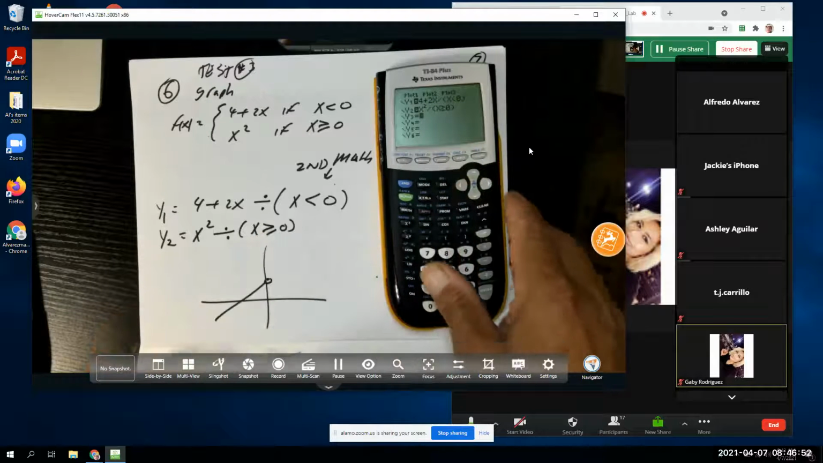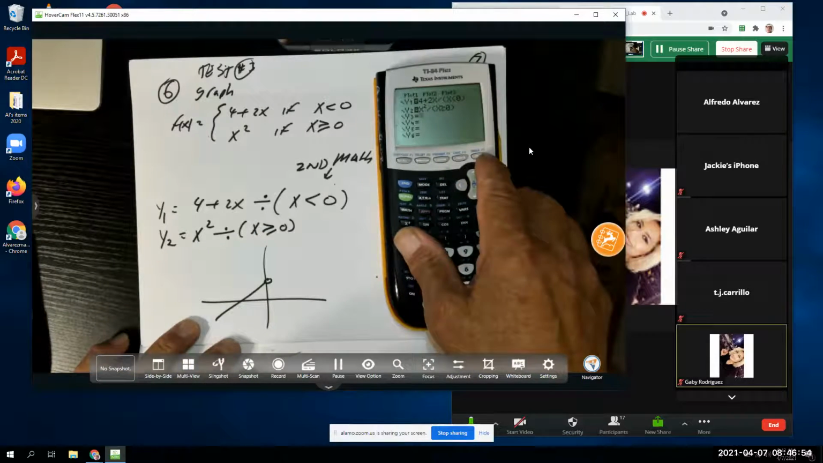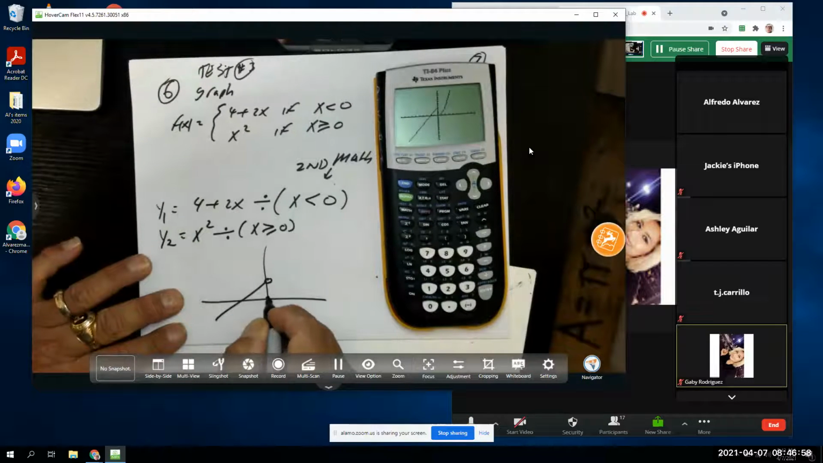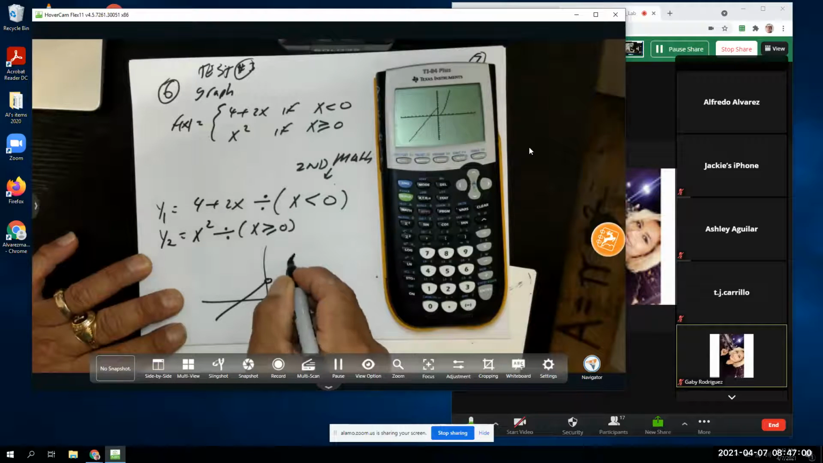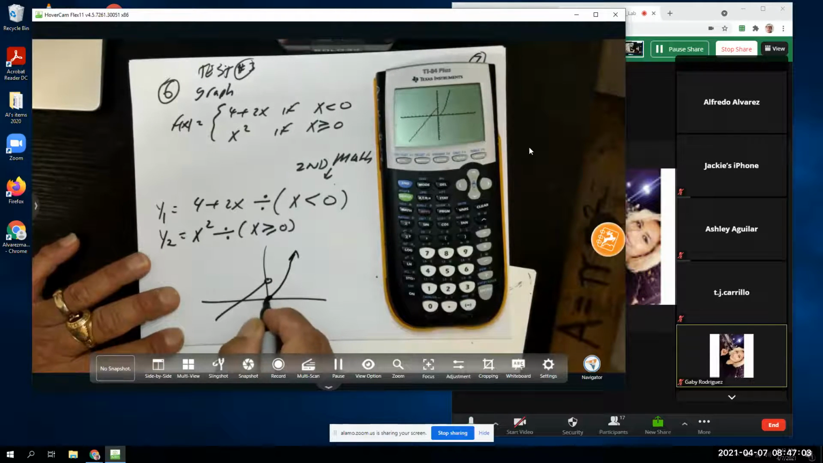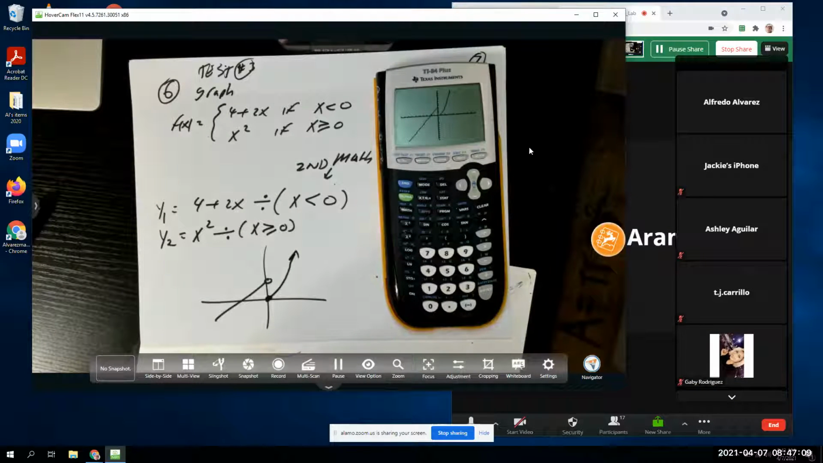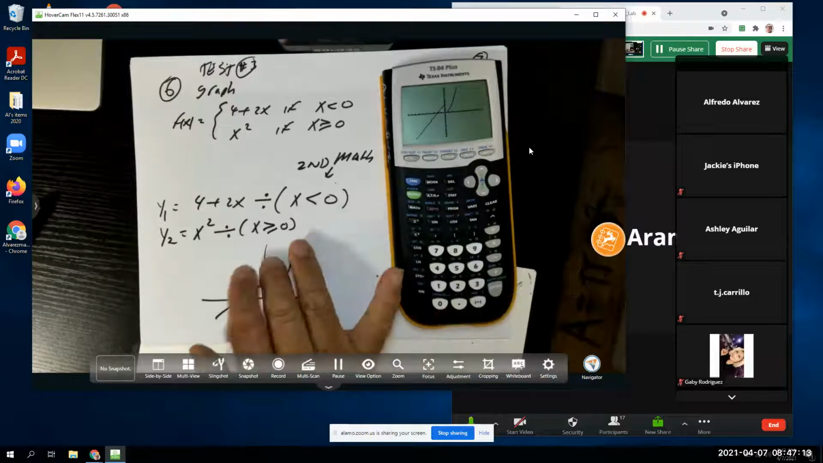So I'm gonna hit graph now. Ready? Graph. And the second graph goes like this. It's kind of hard to see, but it goes like this. Y'all get a graph like that? Yes or no? Yes.